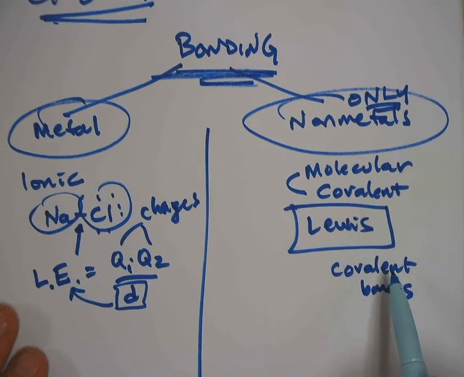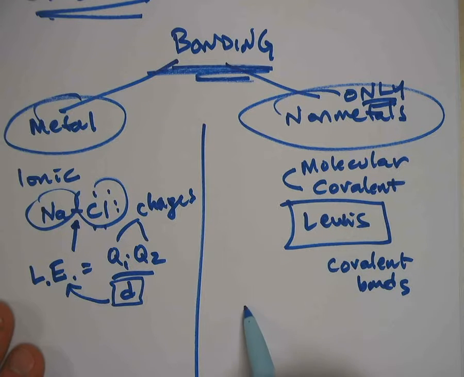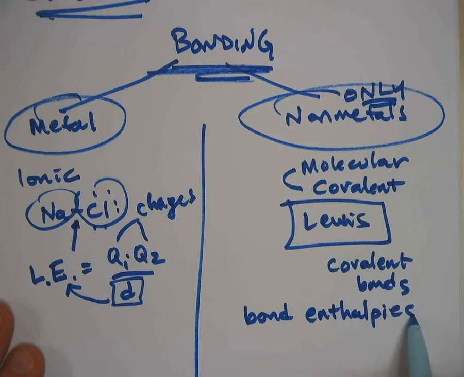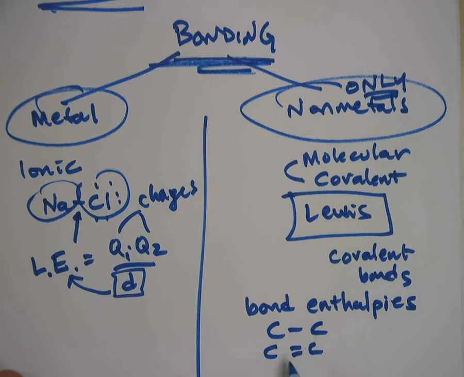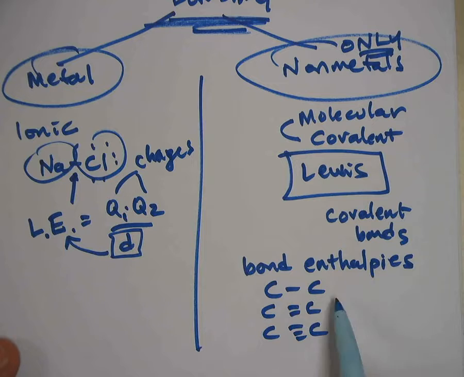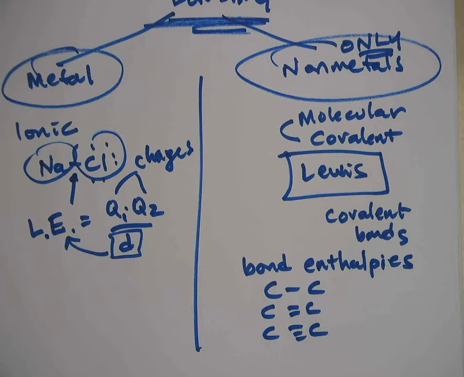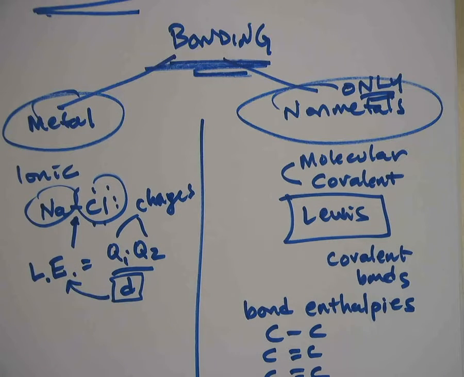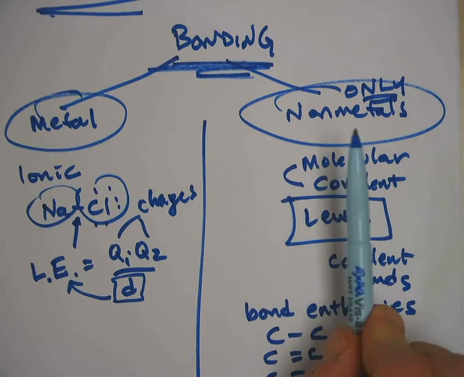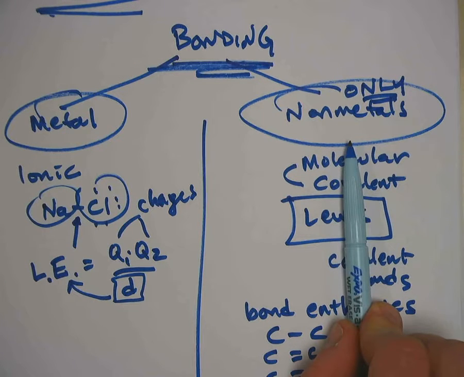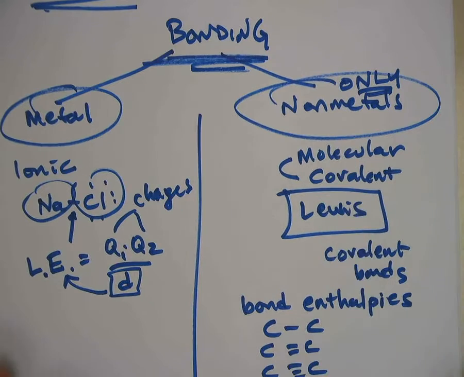Covalently bonded things depend on what are called bond enthalpies. The general rule of thumb is the more bonds, the more energy. Carbon-carbon single bond, less energy than a carbon-carbon double bond, less energy than a carbon-carbon triple bond. And every bond has a different enthalpy. Keep those two areas straight in your mind. When you mix them up, bad things happen.